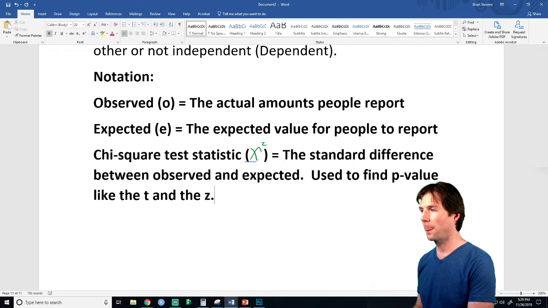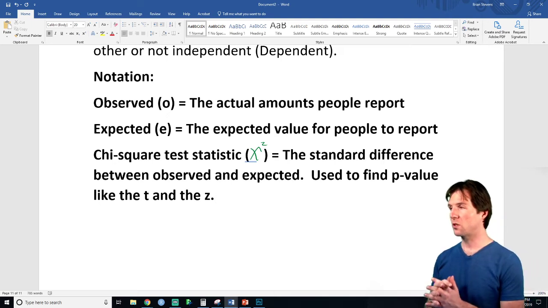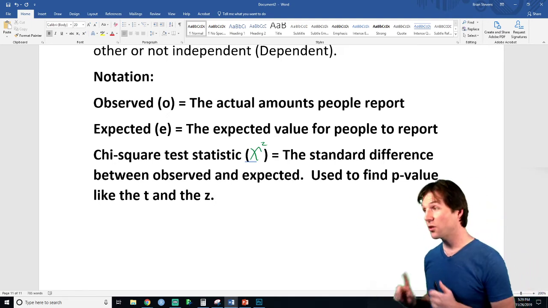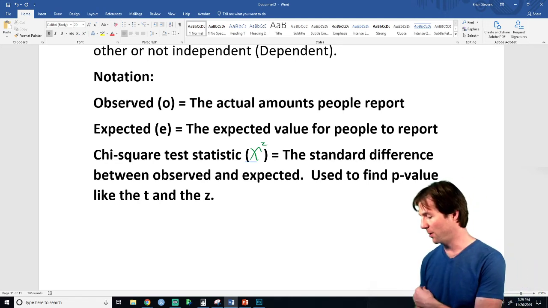and the z. So it's very similar mechanically to what we're going to do with it, and luckily for us, the test only goes one way. So it only goes to the right. There's going to be a lot of calculations here in a second. Let's write an example problem.